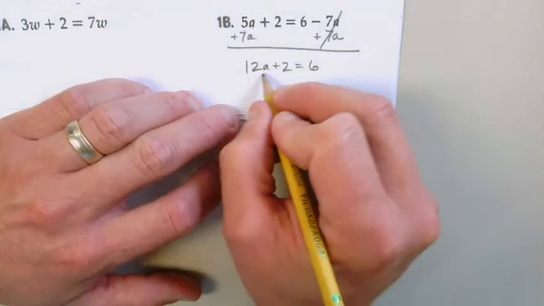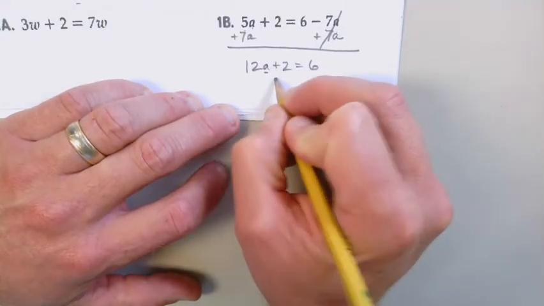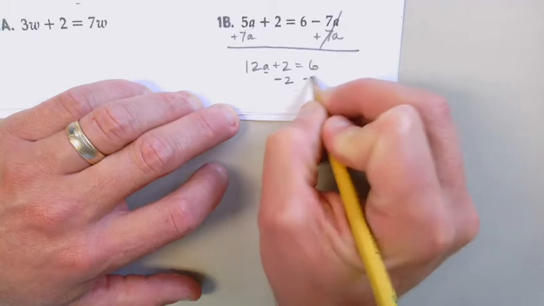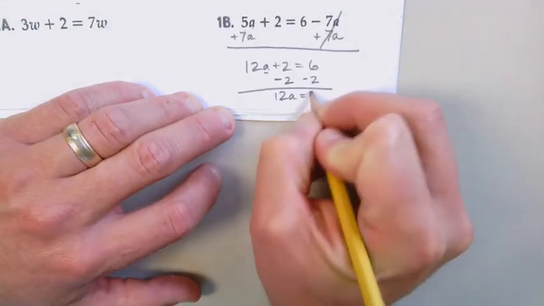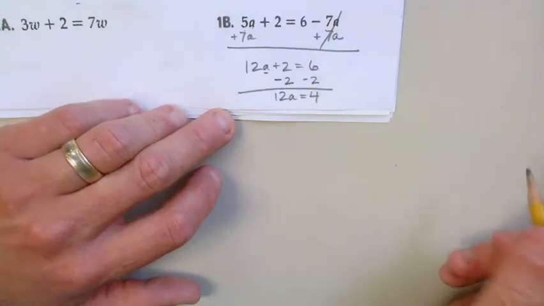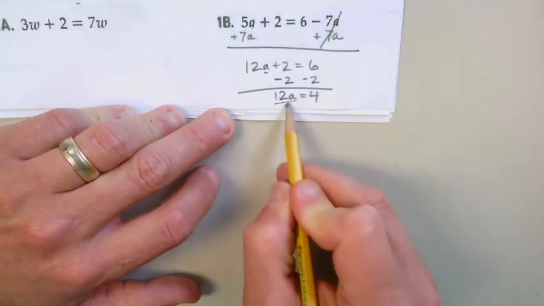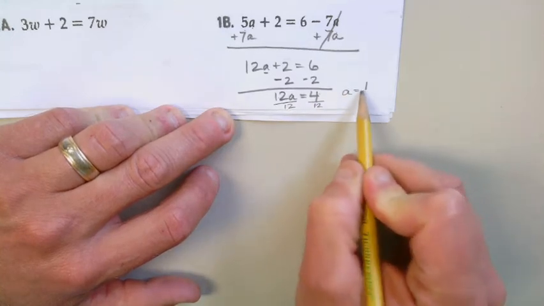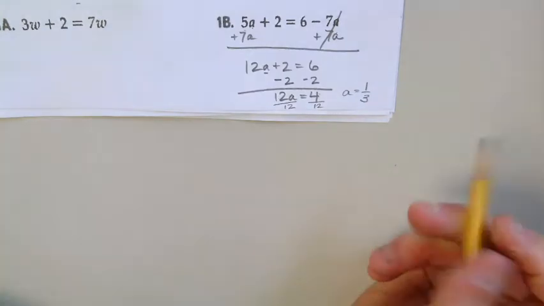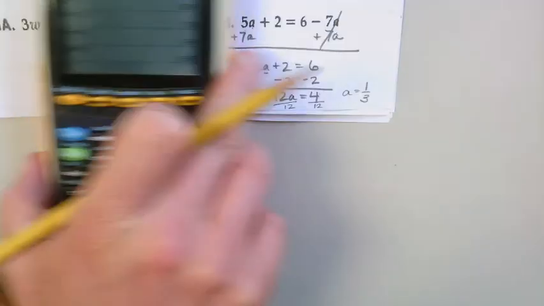Well, if I want to get the a by itself, I'm going to have to do the opposite of the 2. So I'm going to do minus 2. 12a is equal to 4. And then to get a by itself, that's 12 times a, so I'm going to divide by 12. And a is going to equal 1/3. Okay, 4/12, which is 1/3. Now that darn fraction.